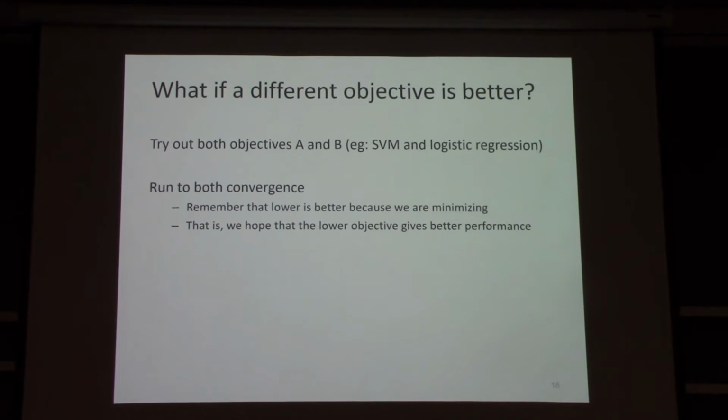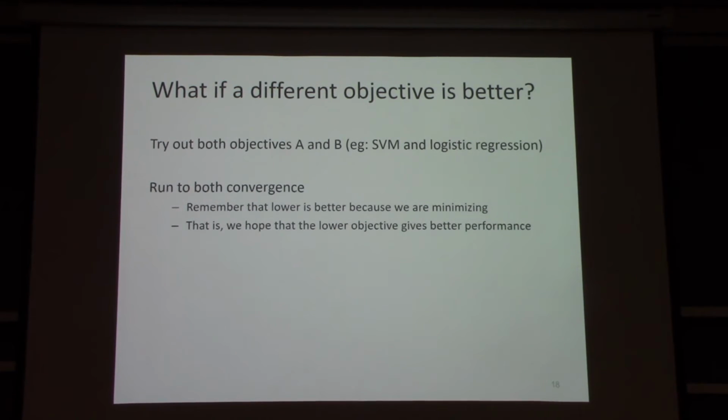I'll give you an example. Let's say you want to decide whether SVM is better or logistic regression is better for a problem. So let's say you have two different objectives, SVM and logistic regression, or more generally A and B. Now, I want to know which one is better suited for this particular task, say for spam detection, using your set of features. What you can do is train both the classifiers to convergence, and in both cases we are minimizing the objective, which means lower is better.